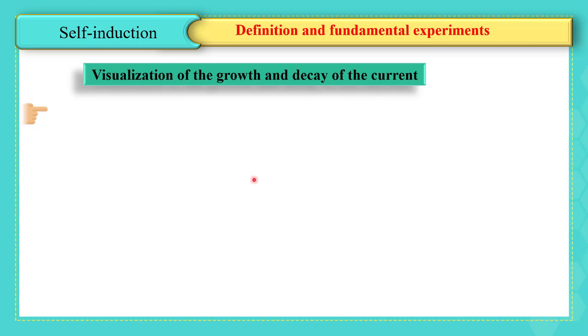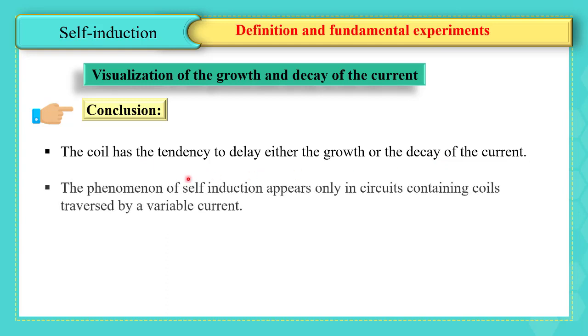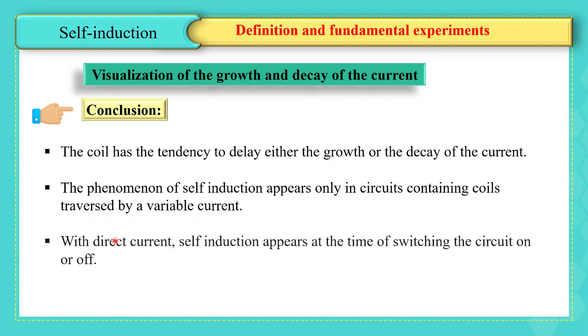of the current. As a conclusion, the coil has the tendency to delay either the growth or the decay of the current. The phenomenon of self-induction appears only in circuits containing coils traversed by a variable current. With direct current, self-induction appears at the time of switching the circuit on or off.